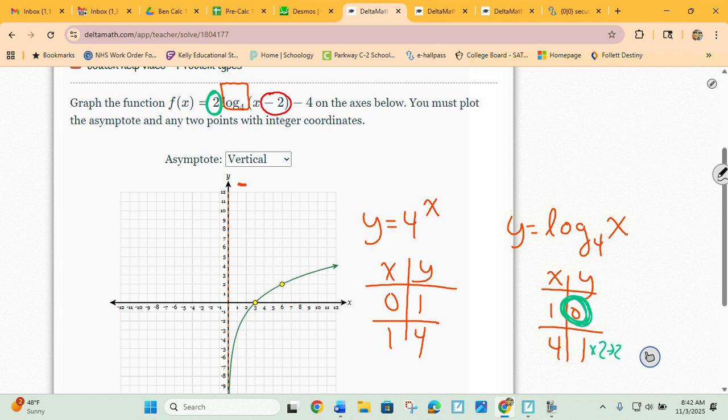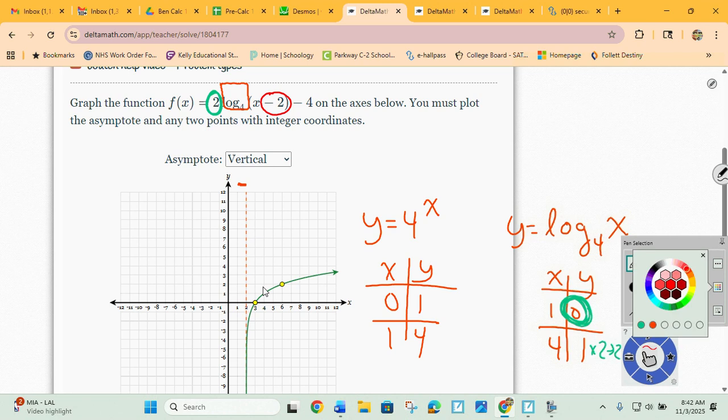Now, we have to stop for a second. Anytime we're shifting left or right, that asymptote is going to be affected. Remember when we were graphing exponentials, if we were shifting up or down, we'd have to drag that asymptote with us. So same thing here, because we have a vertical asymptote, if we shift to the right 2, we have to take the asymptote and also shift it to the right 2. So just remember that.